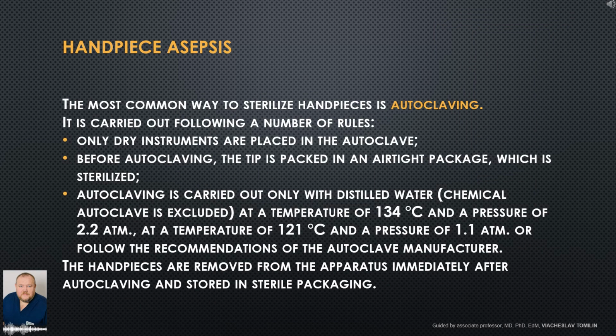The most common way to sterilize handpieces is autoclaving. It is carried out following a number of rules. Only dry instruments are placed in the autoclave. Before autoclaving, the tip is packed in an airtight package, which is sterilized. Autoclaving is carried out only with distilled water. Chemical autoclave is excluded, at a temperature of 134 degrees Celsius and a pressure of 2.2 atmospheres, or at a temperature of 121 degrees Celsius and a pressure of 1.1 atmospheres, or follow the recommendations of the autoclave manufacturer. The handpieces are removed from the apparatus immediately after autoclaving and stored in sterile packaging.